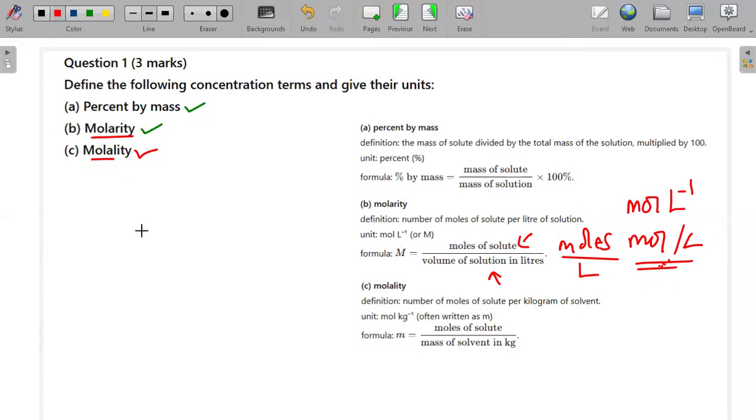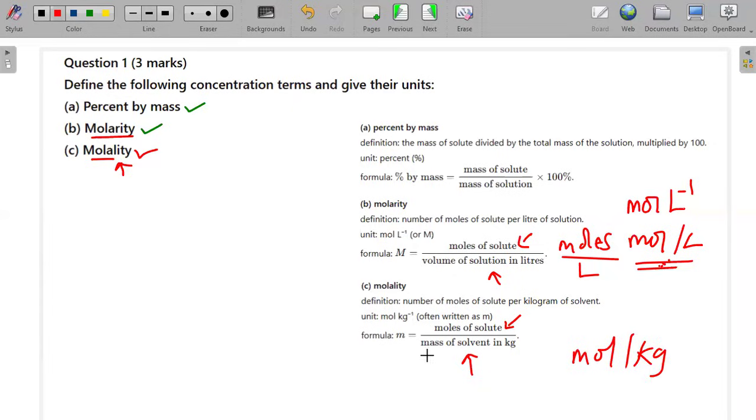And then molality, with the L. Molality is simply the number of moles of solute per kilogram of the solvent. So its formula changes. It's the number of moles on top, and down there I'm going to have the mass of the solvent, and that mass should always be in kilograms. So the units for this are simply moles per kg.